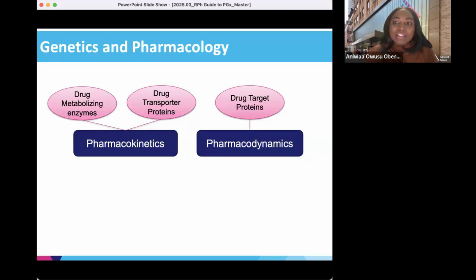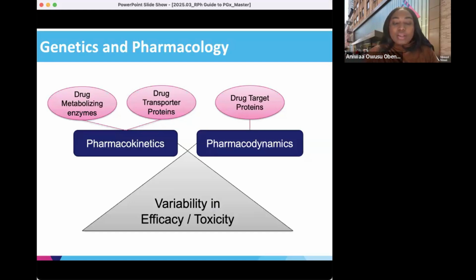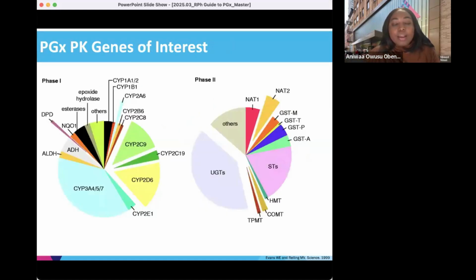So you can imagine that the genes that encode these types of proteins will be of interest in pharmacogenomics because if there is a variation in those genes, we can expect a change in how well the proteins work, right? And so that's where we are concerned with the variability in efficacy and toxicity when there are changes in these genes. So first are PK genes of interest, or the pharmacokinetic genes of interest.